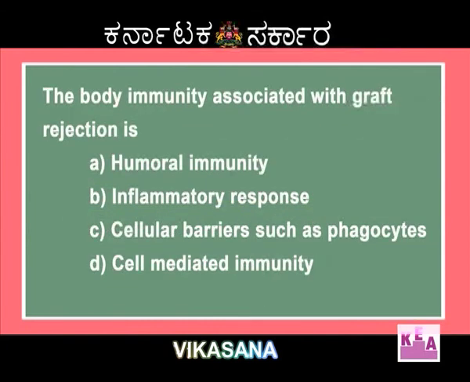We move on to the next question. The body immunity associated with graft rejection is, the options are as follows: A. Humoral immunity, B. Inflammatory response, C. Cellular barriers such as phagocytes, D. Cell mediated immunity.